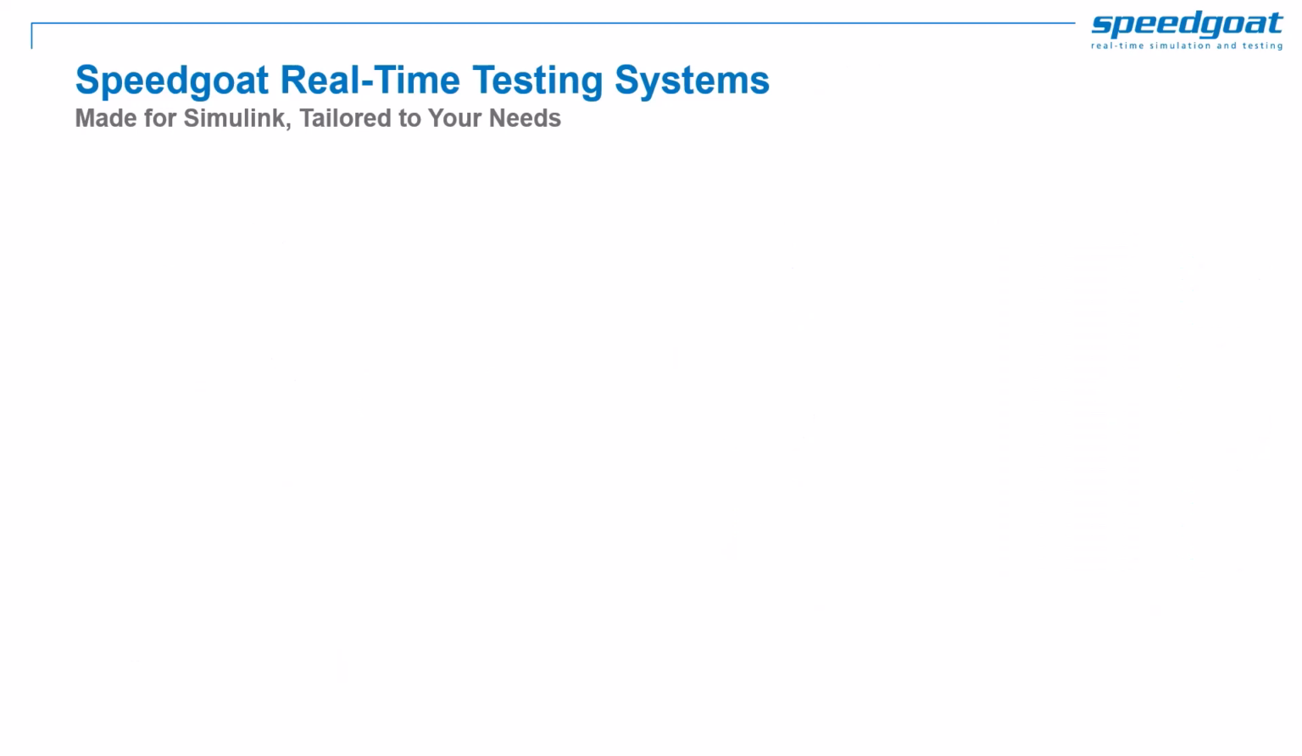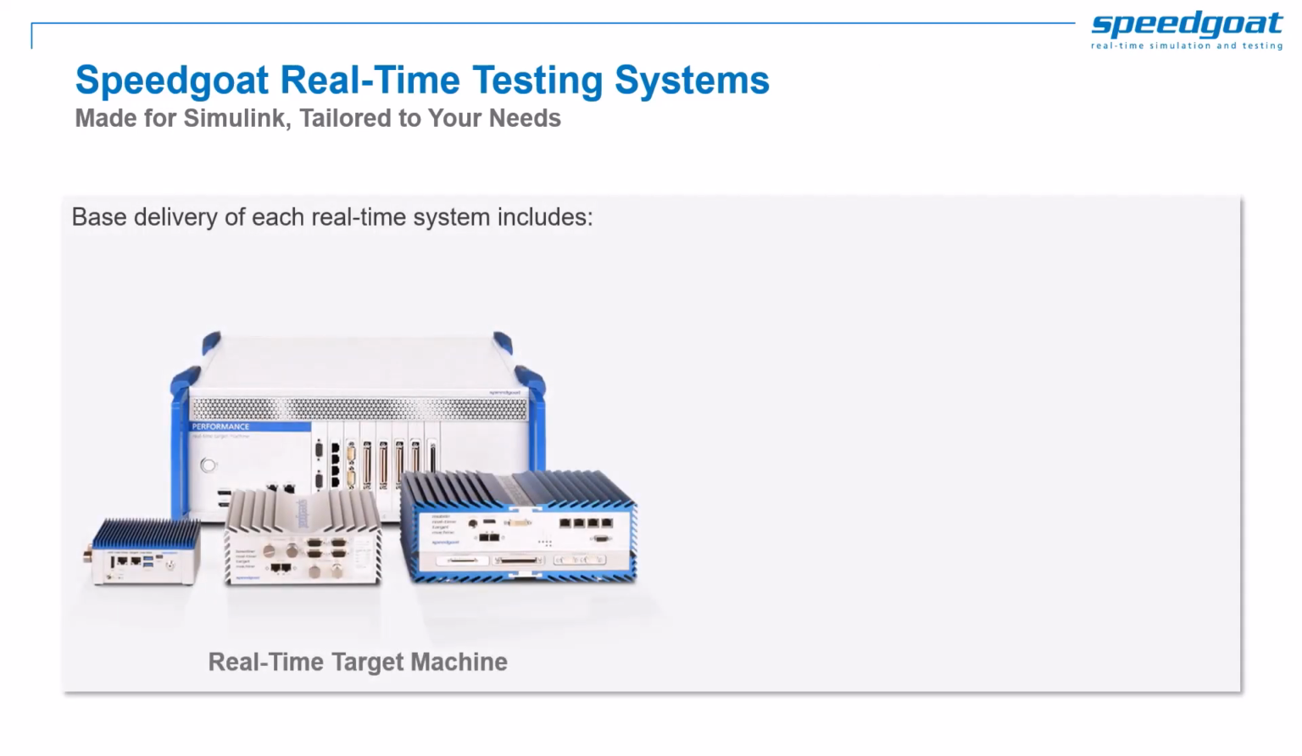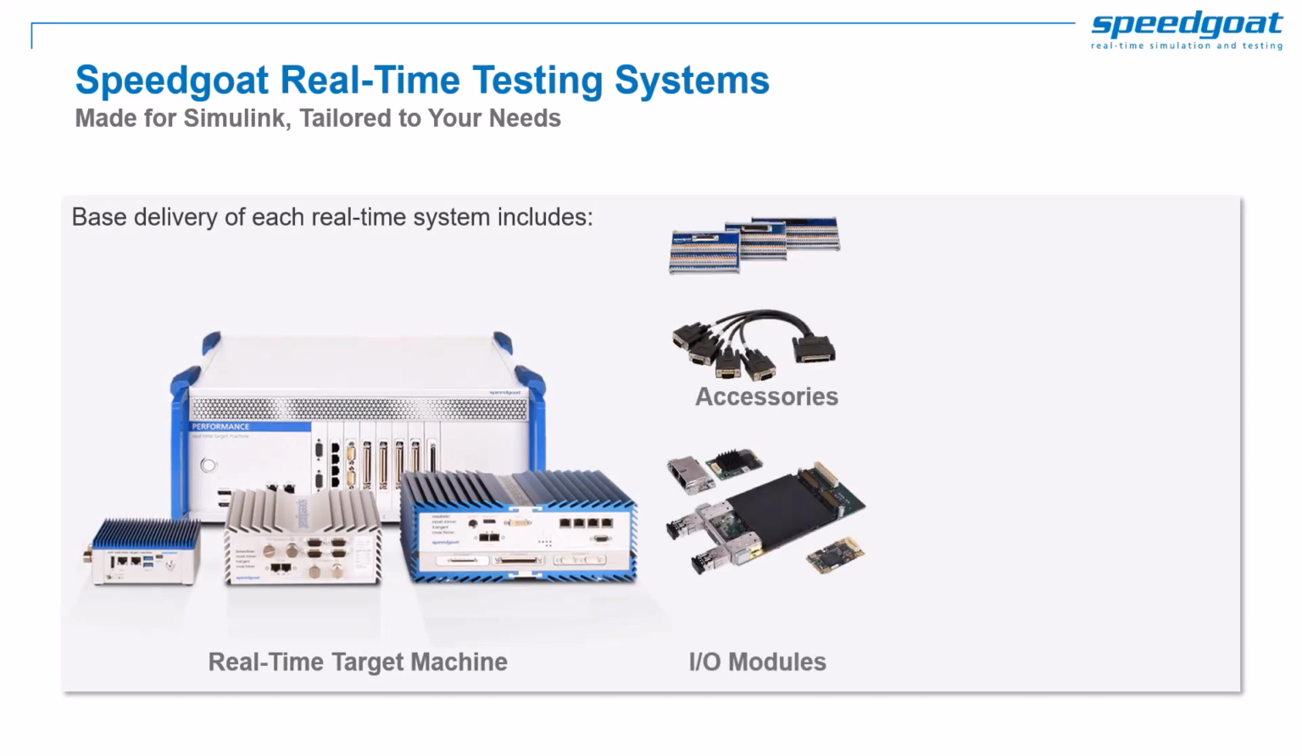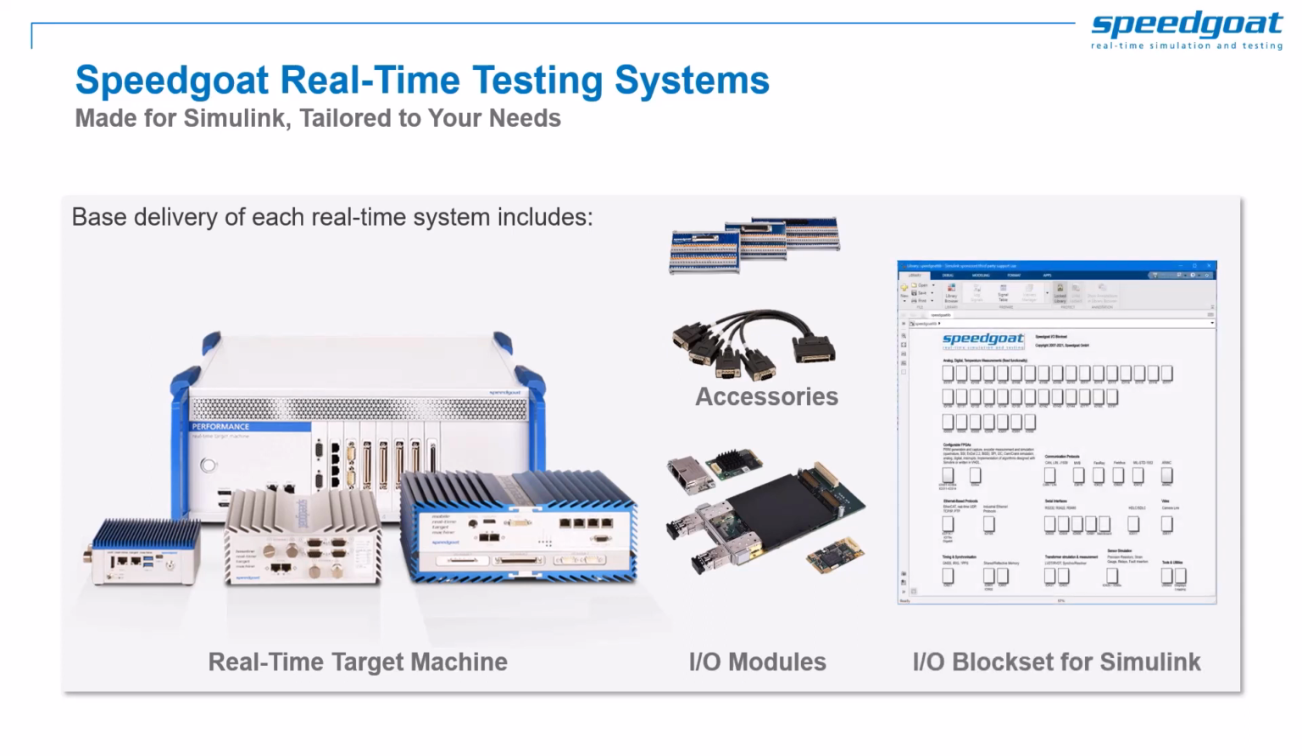Delivery of each real-time system includes the real-time target machine, I/O modules configured to your needs, together with accessories such as terminal boards and cables, and the Speedgoat I/O block set for Simulink. The block set library allows for seamless connectivity to the hardware.